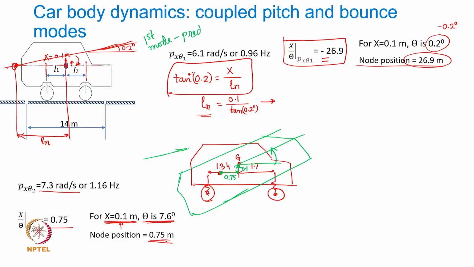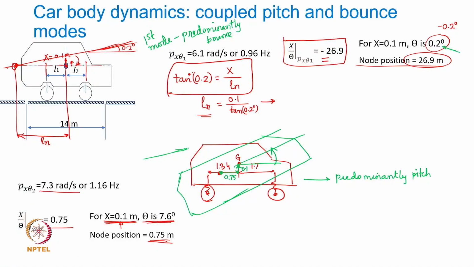Okay, so the first mode here is predominantly bounce, very little pitch, and in this case it is predominantly pitch with very little bounce. But theoretically both of them are coupled, the pitch motion and bounce motion both are coupled. So even when it is vibrating in the first mode or in the second mode, both motions will simultaneously take place.